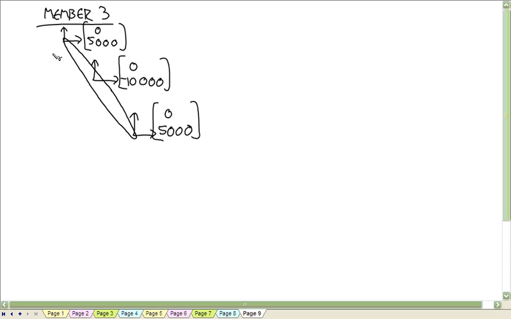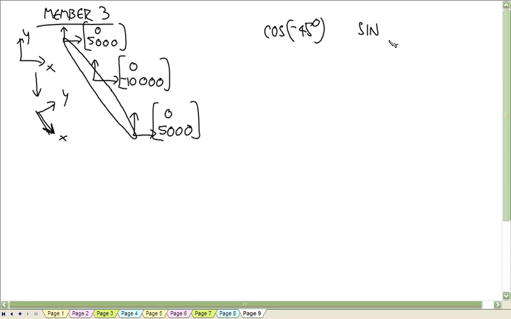We want to take a coordinate system like this and rotate it to one like this. See what I mean? So what's the rotation that we want here? So the rotation matrix is cosine of negative 45, sine of negative 45, negative sine of negative 45, and cosine of negative 45.